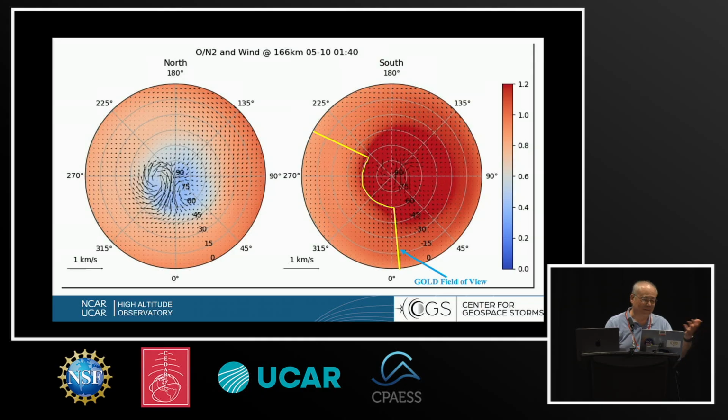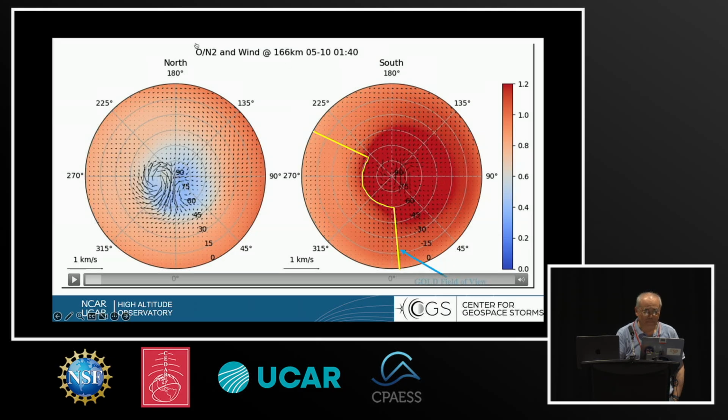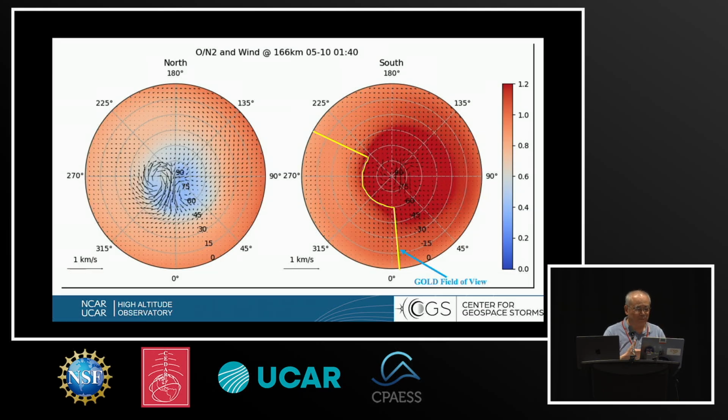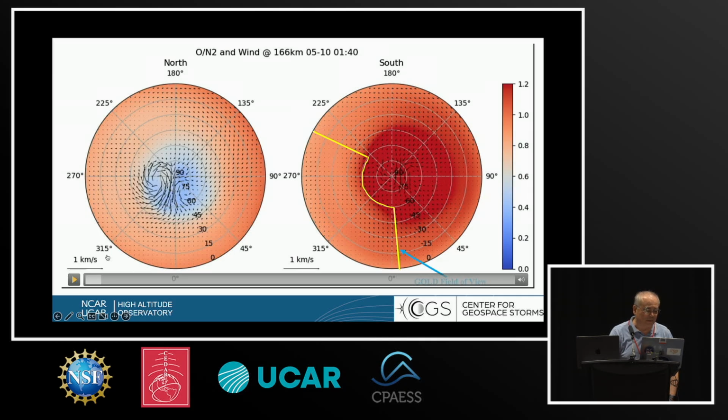So this is my AGU talk a couple of years ago, and it uses a major simulation of the storm. I just saw one movie. This is the neutral wind, and this is the southern hemisphere. This is the northern hemisphere. Just play the movie, you can see how the O to N2 ratio during a storm occurred, how the O to N2 ratio developed, depleted in high latitudes, and then expanded globally with the wind enhancement. This is a 1 kilometer vector, and this is the O to N2 ratio here. So let me play the movie.